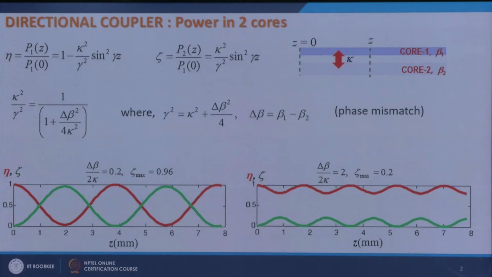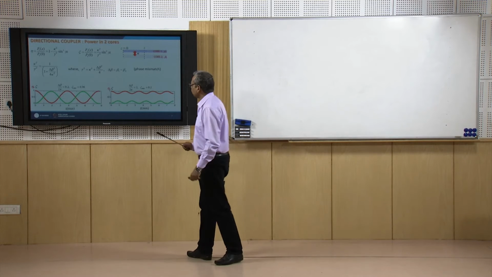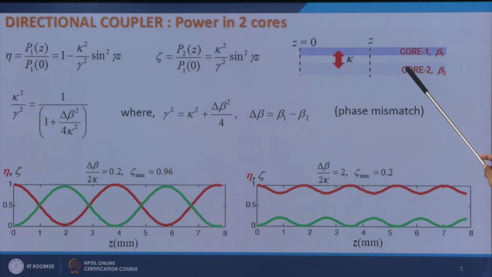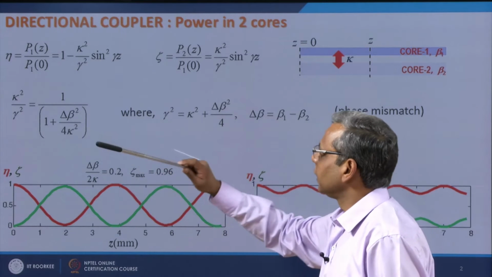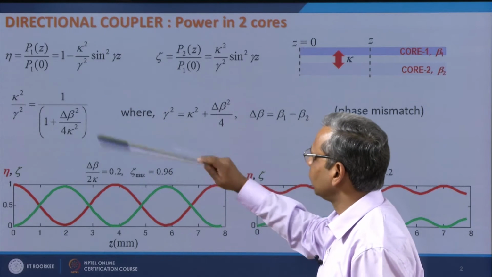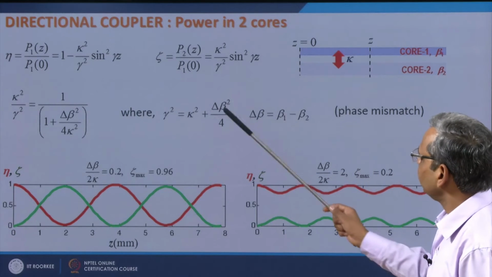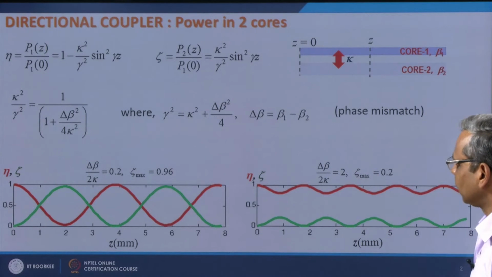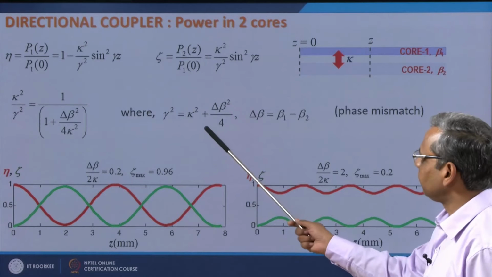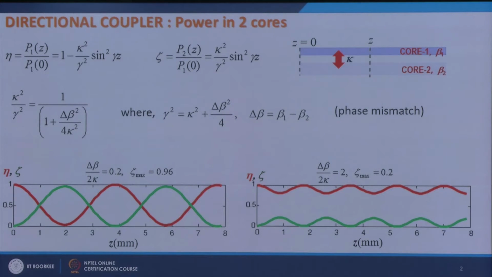So, what we were discussing is that if we have a directional coupler with two non-identical cores which have modes with propagation constants beta 1 and beta 2, then the fractional power in core 1 is given by 1 minus kappa square over gamma square sin square gamma z, and the fractional power in core 2 is given by kappa square over gamma square sin square gamma z, where gamma square is equal to kappa square plus delta beta square by 4, and delta beta is nothing but the phase mismatch, which is the difference between the propagation constants beta 1 and beta 2.